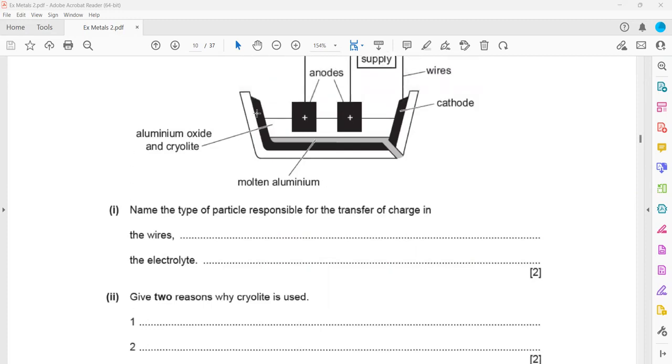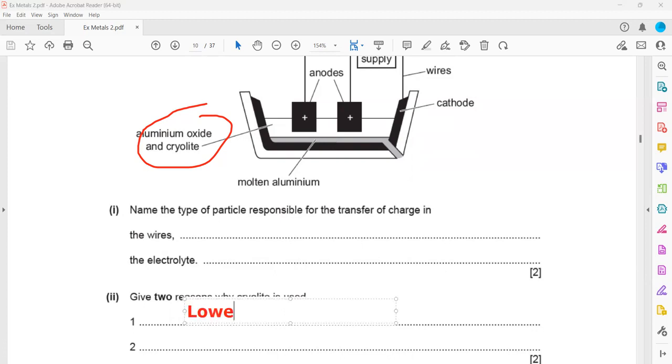Two reasons why we add cryolite. You can see cryolite is added here, aluminum oxide with cryolite. So what is the reason for adding cryolite? Number 1, whenever we add cryolite, it lowers the melting point. It does not speed up, it's not a catalyst, so you cannot say speed up, that is wrong. It lowers the operation temperature, or it lowers the melting point of aluminum oxide, and it increases the conductivity, like it has more particles in cryolite. So as a result, it increases the conduction, or you can mention it is used as a solvent.